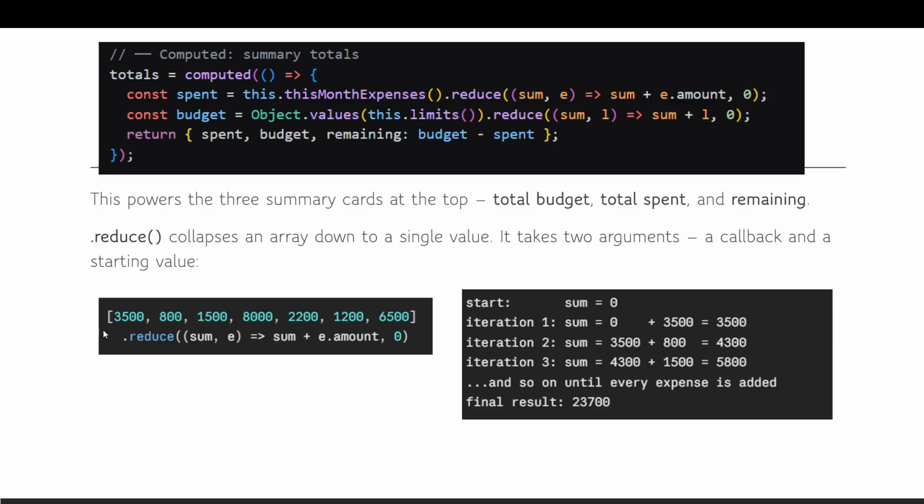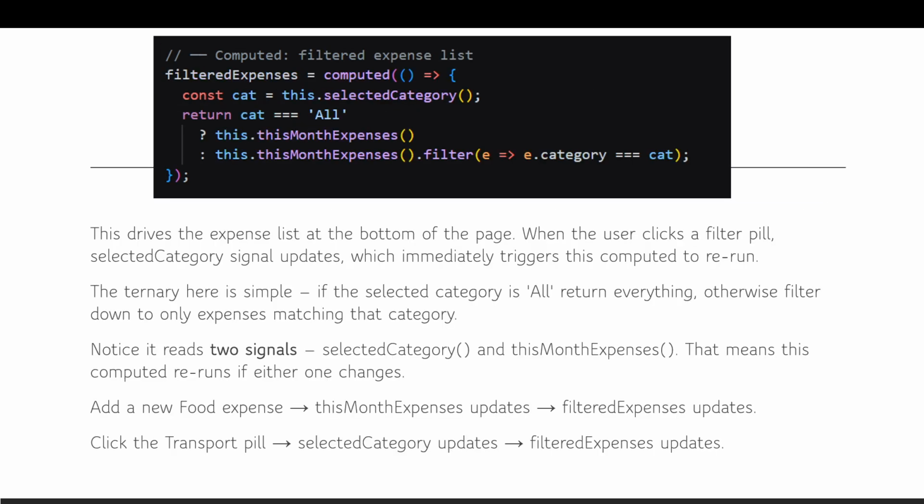If, let's say, for this range, you can see an array of limits being provided to it. So what does it do? It iterates over all the values. It starts with 0, then it comes to 3500, then 800, and it keeps on adding till the final result is achieved. So this is how reduce is going to function.